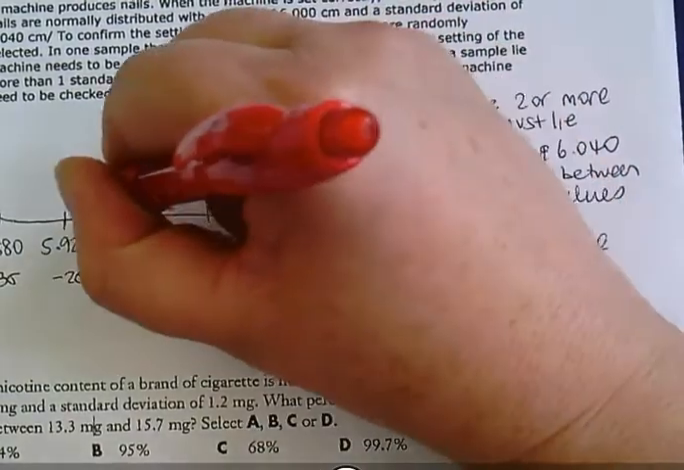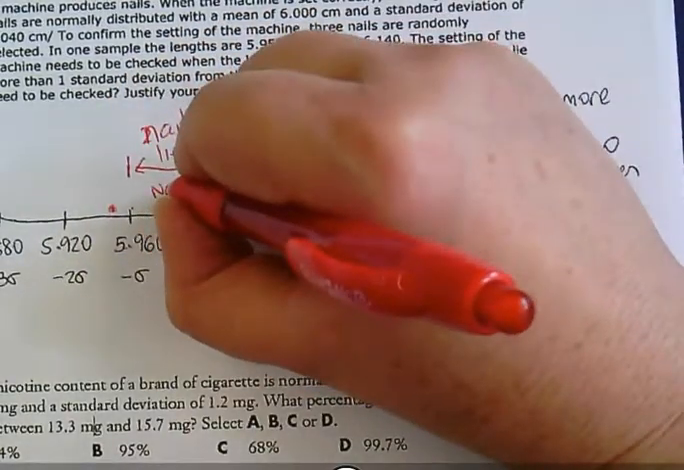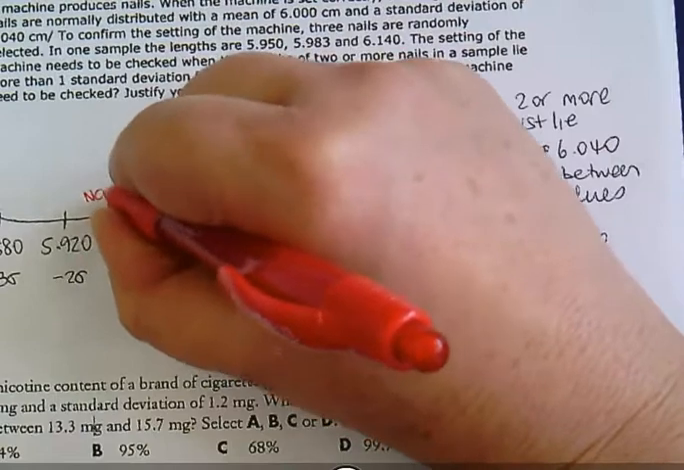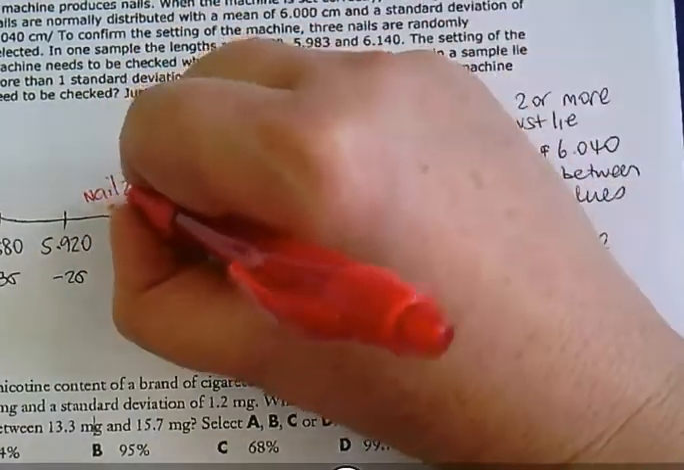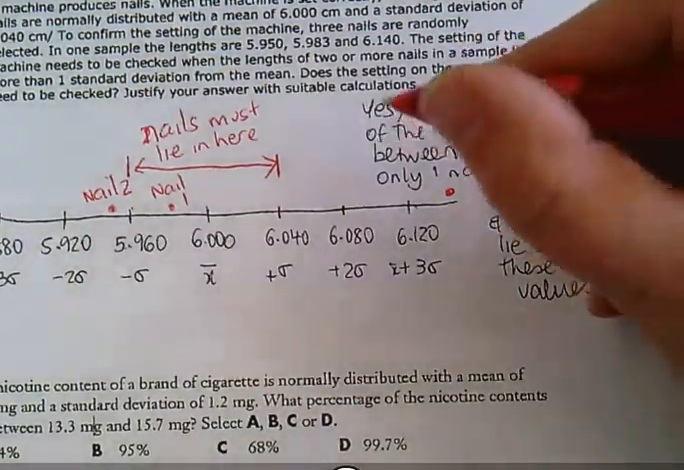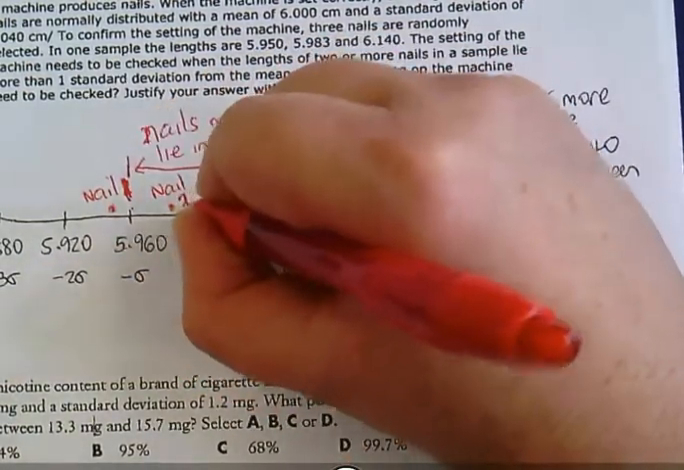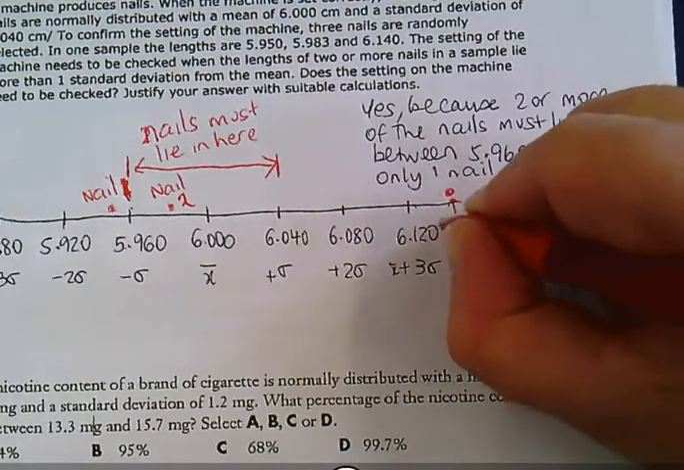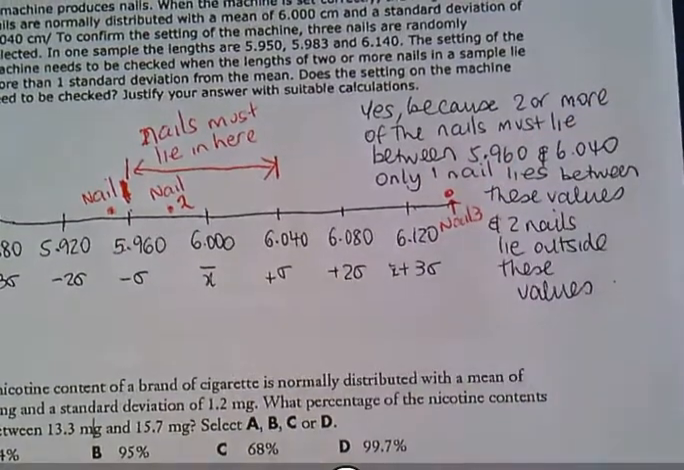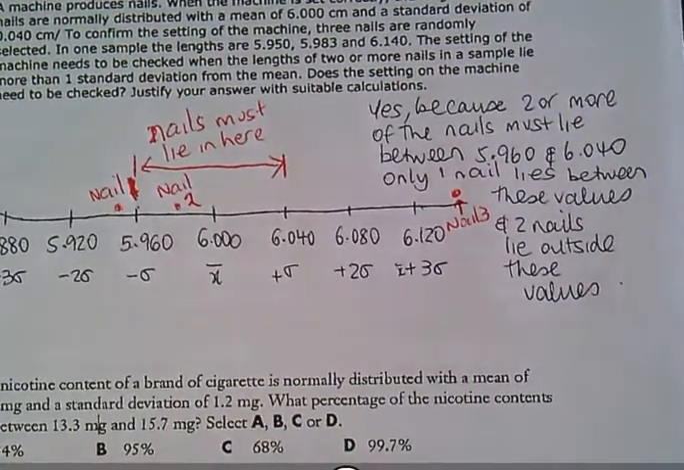And you can put this as nail 1. Do you know what I mean? Nail 1. Nail, is this nail 2? Yep. No, it's not. 5.983. Sorry, this is nail 1. That's nail 2 and that's nail 3. All right, so that's actually showing you where those nails are in relation to the diagram.